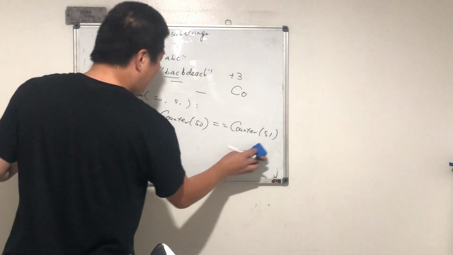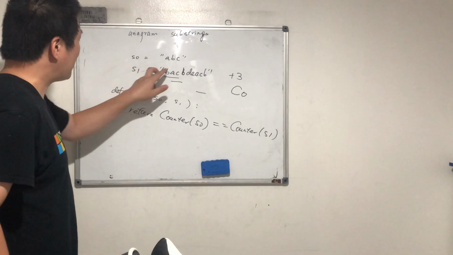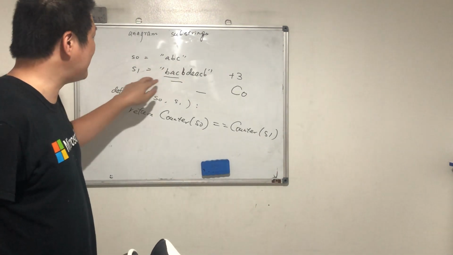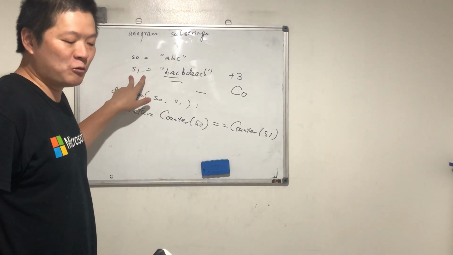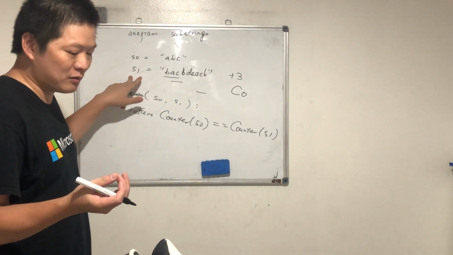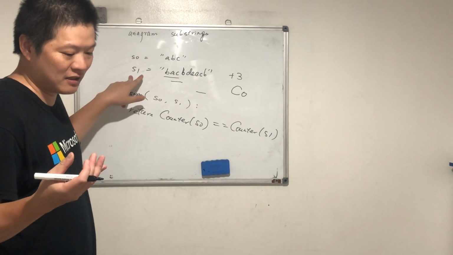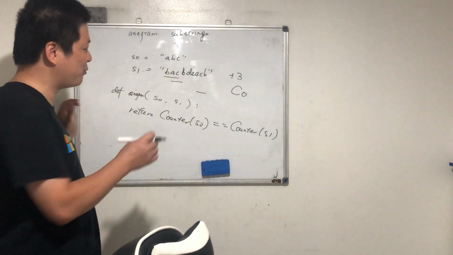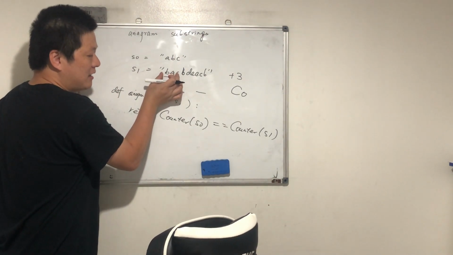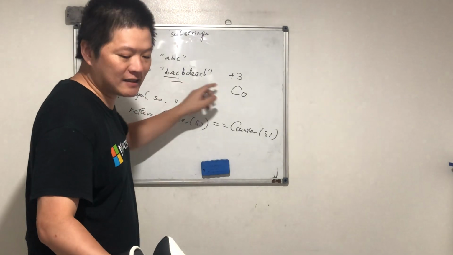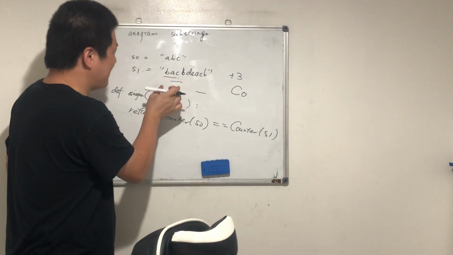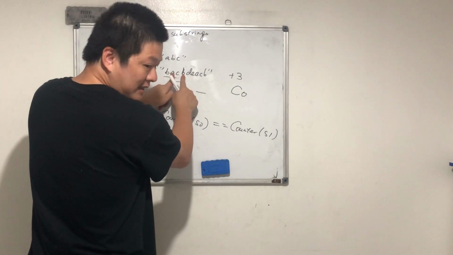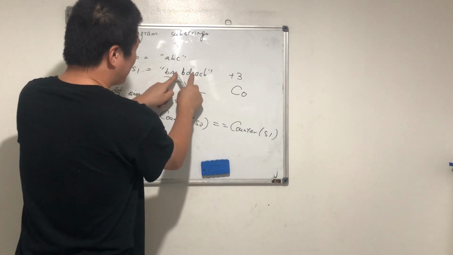Now, because we know the length of S0 is 3, in S1 what substring size do we want to check? We only want to check the substrings that have the same size as S0. So in this case I check BAC, because this is the window of 3, and I move to the next. Every time I check a substring of 3.